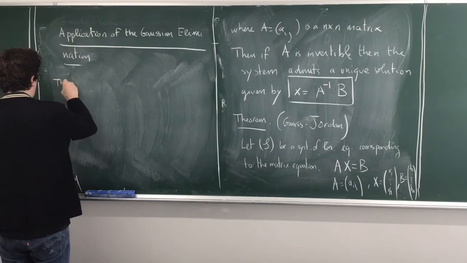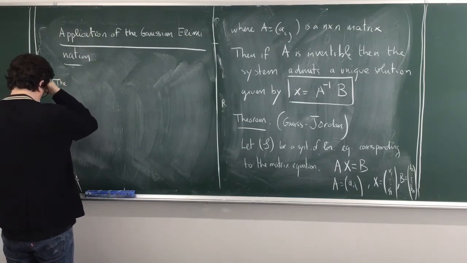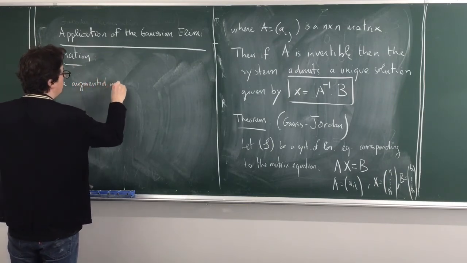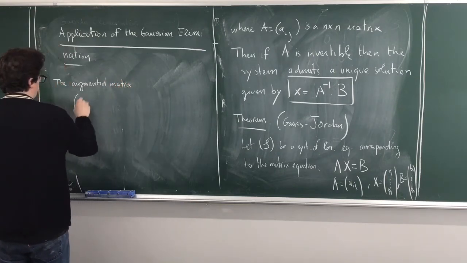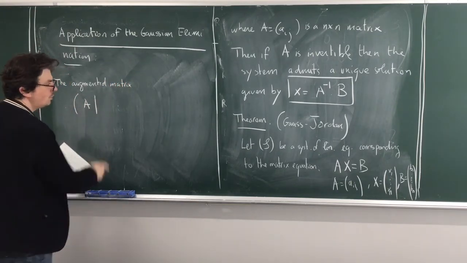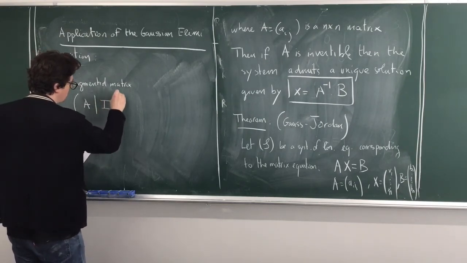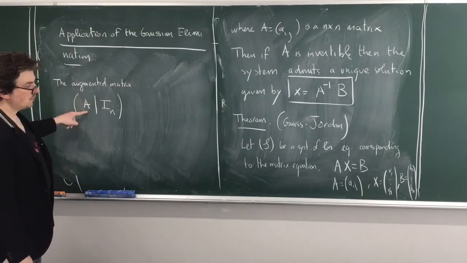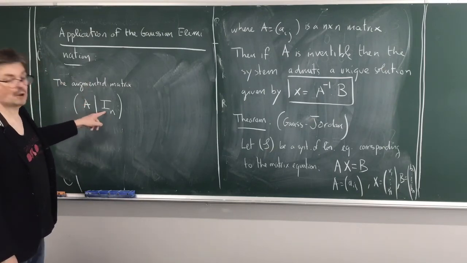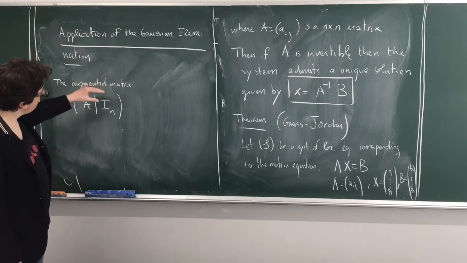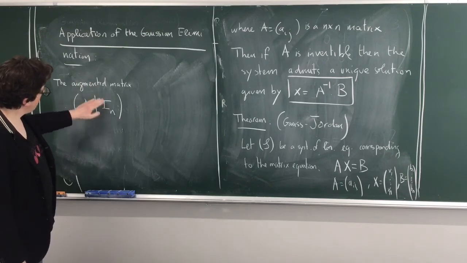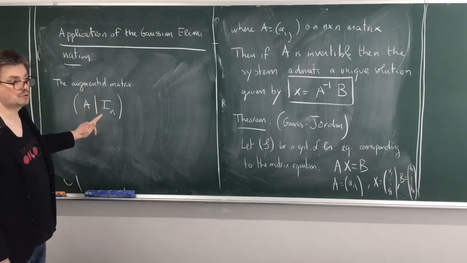Now, the augmented matrix. So here I'm going to form the following augmented matrix. It's a little different from the previous one. We put on the left side A, and on the right side we put the identity matrix, so not only a column of B's. In fact, we forget the B's, and we just put another matrix, which is the identity matrix.